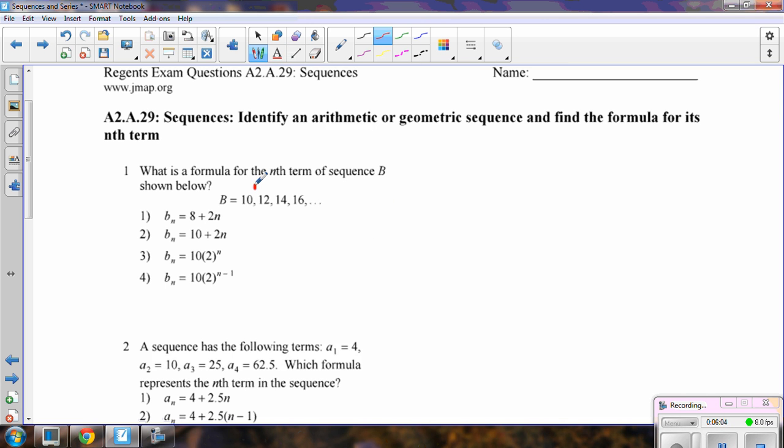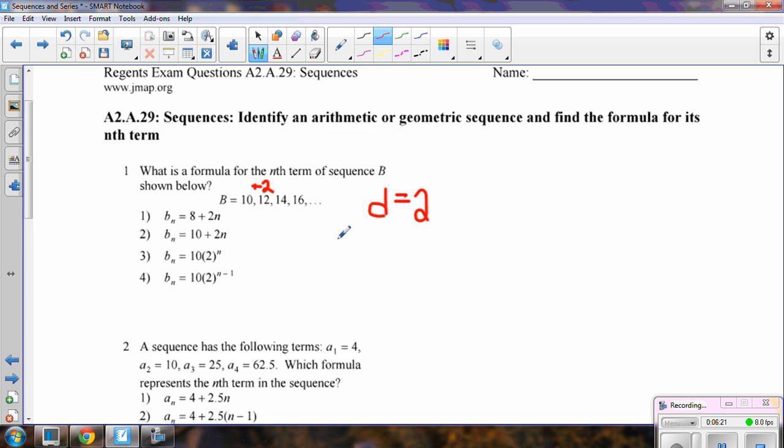This is a +2 each time. So if you notice you're adding 2 each time, that's what we're doing. So this means we have a common difference of 2. So we are going to be dealing with an arithmetic sequence. It says identify. So this is arithmetic.